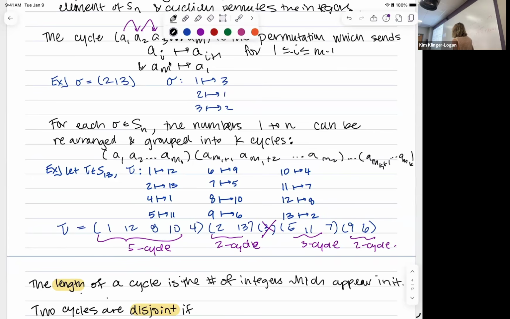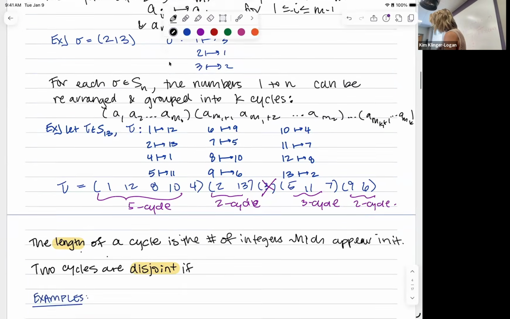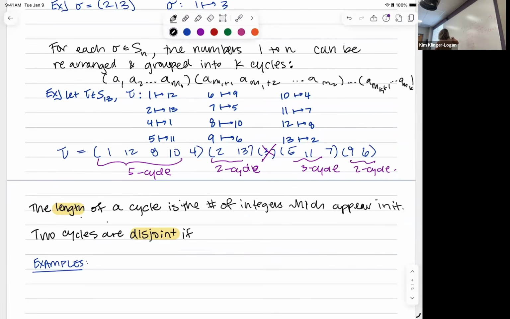So one thing to note is that we're going to be composing permutations, because the group operation on Sn is function composition. So we'll want to compose two functions. And when we compose them, we'll sometimes end up writing cycles next to each other. But what we'd like to do is write every permutation as a product, or composition, of disjoint cycles. So what are two disjoint cycles?